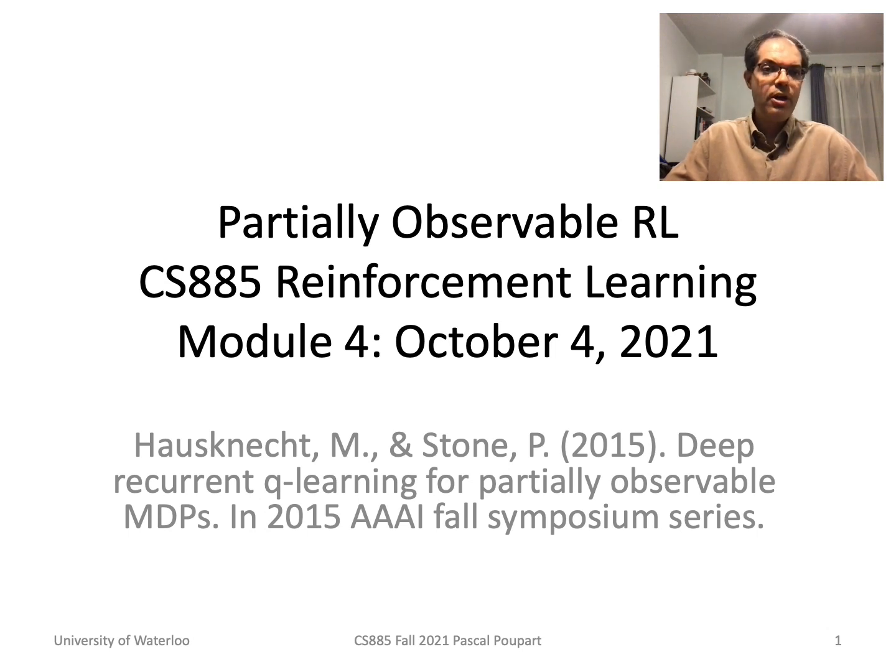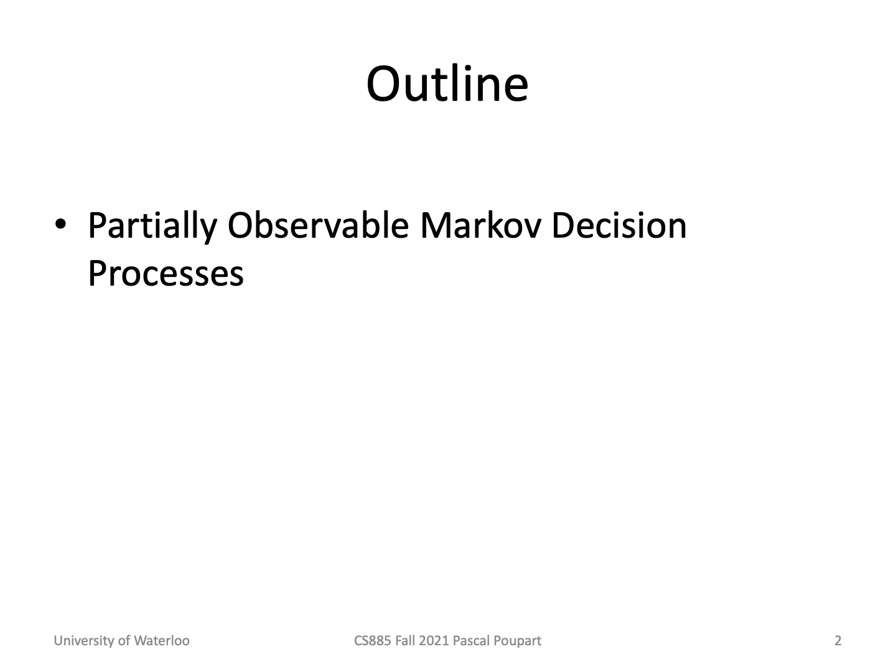In this module, we're going to cover the basics of partially observable reinforcement learning. In particular, we're going to discuss one important algorithm, which is an extension of Q-learning to partially observable domains. I will first introduce partially observable Markov decision processes, also known as POMDPs, since these provide the foundations to reinforcement learning in partially observable domains.